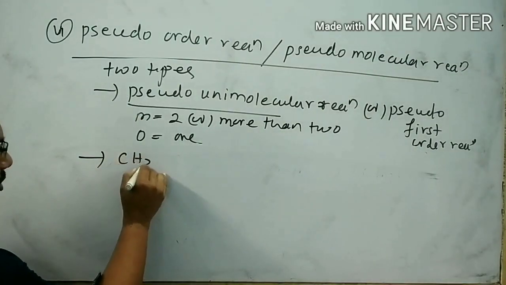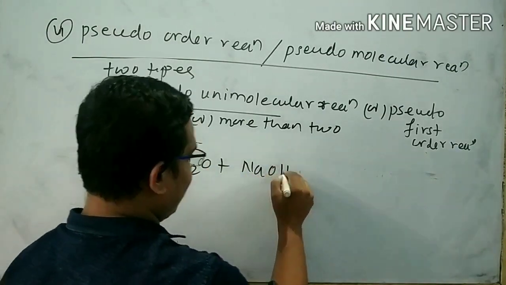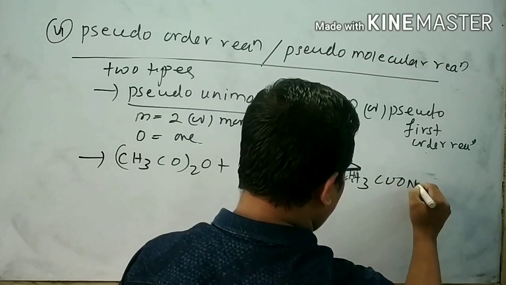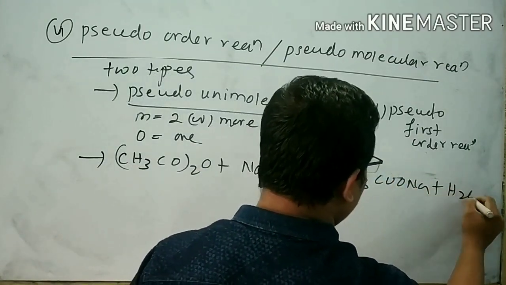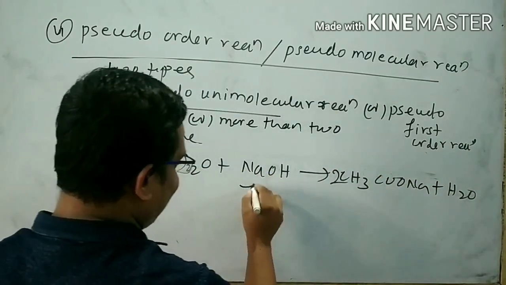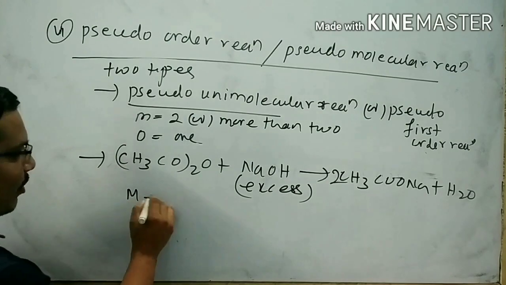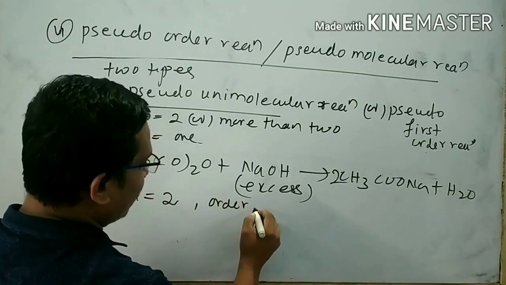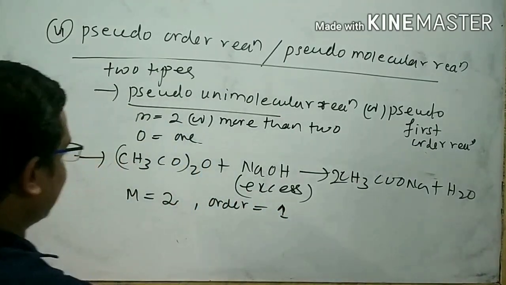Next example is (CH3CO)2O plus NaOH gives 2 molecules of CH3CONa plus water. Here NaOH is taken in excess amount. For this reaction the molecularity is 2 and the actual order of reaction is 1. So this belongs to a pseudo unimolecular reaction.